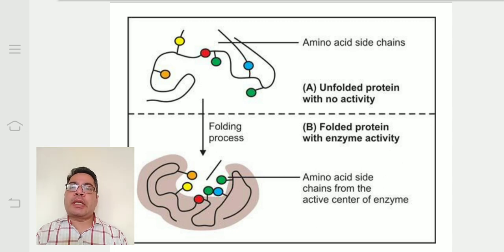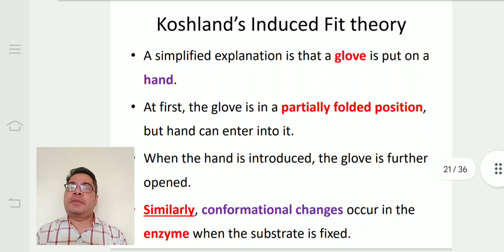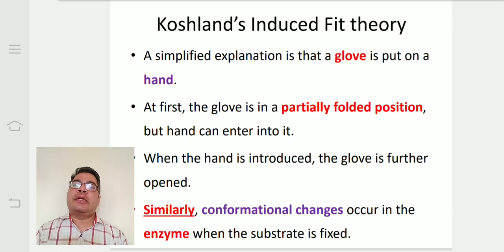A simplified explanation is that a glove is put on the hand. At first, the glove is in a partially folded position, but later, the hand can enter into it. When the hand is introduced, the glove is further opened. Similarly, conformation changes occur in the enzyme when the substrate is fixed.